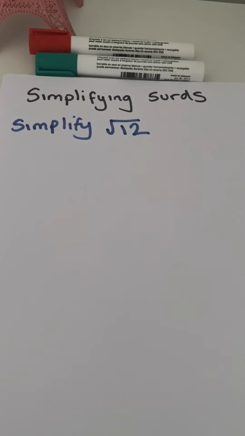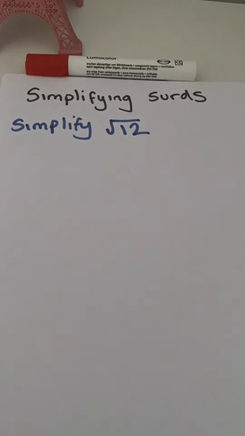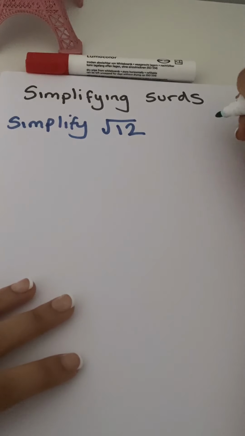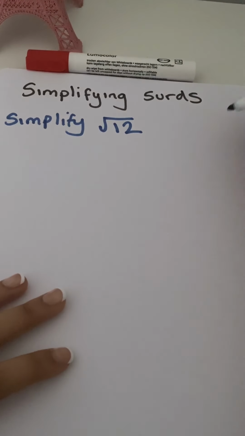So for today's lesson I'm going to teach you how we simplify surds, and in order to do this correctly I am going to write a list of all the square numbers on the side here.